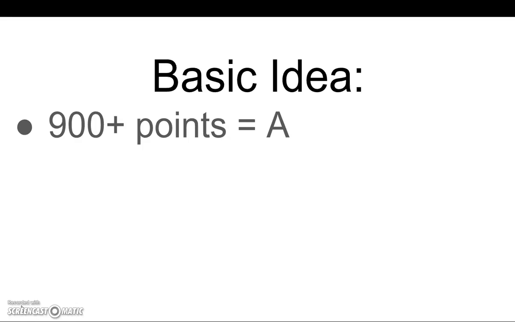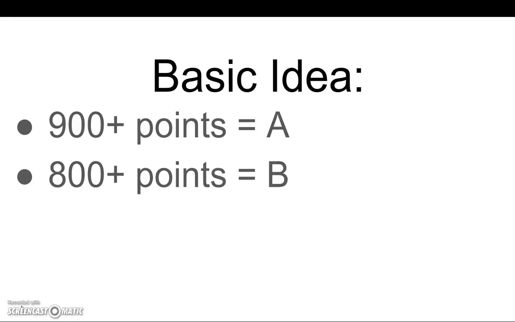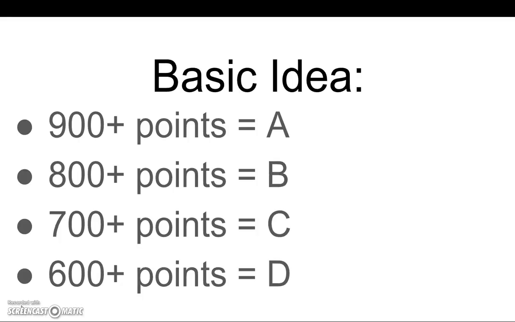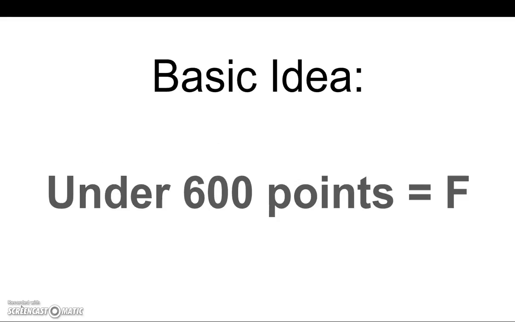The basic idea is that you need 900 points for an A, 800 for a B, 700 for a C, and 600 to barely pass with a D. If you get less than 600 points, you fail.